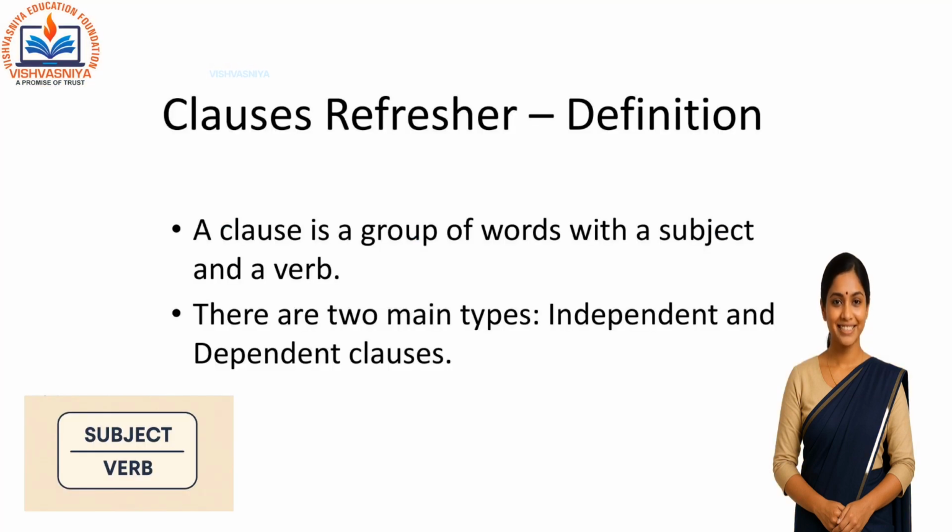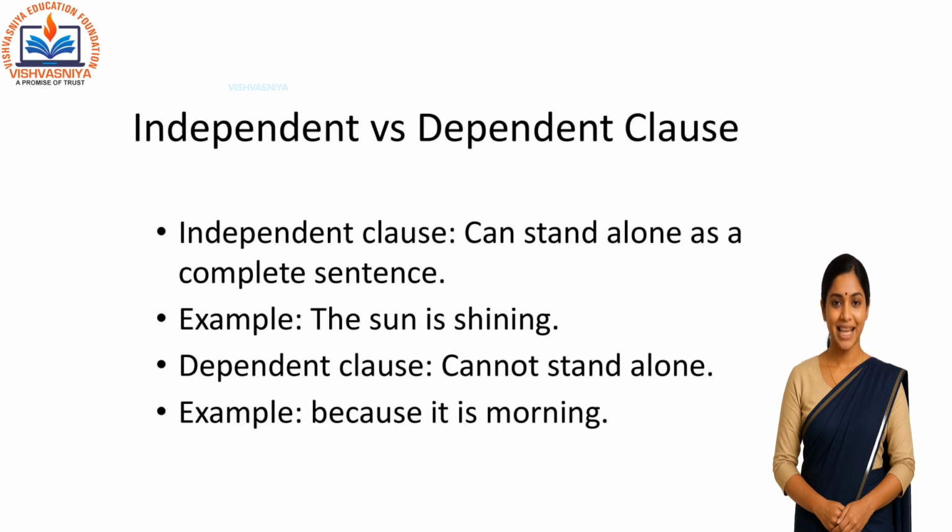Before we transform sentences, we need to revise clauses. A clause is a group of words that has a subject and a verb. There are two main types: independent and dependent clauses. An independent clause can stand alone as a complete sentence. A dependent clause cannot stand alone; it depends on the main clause. Example: independent, the sun is shining. Dependent, because it is morning.